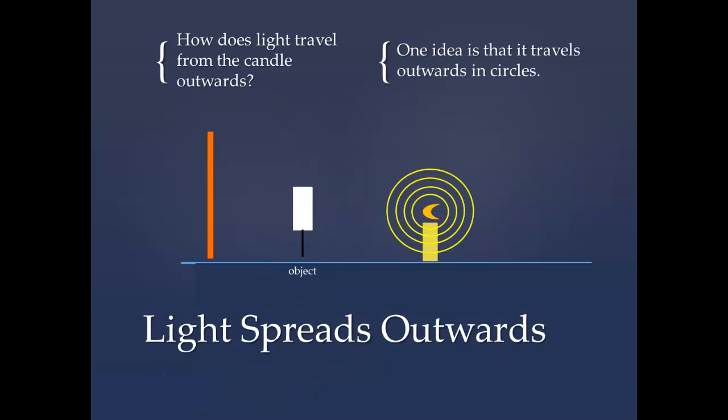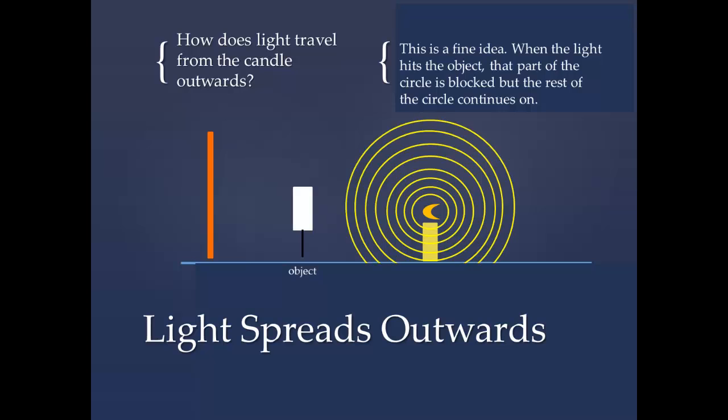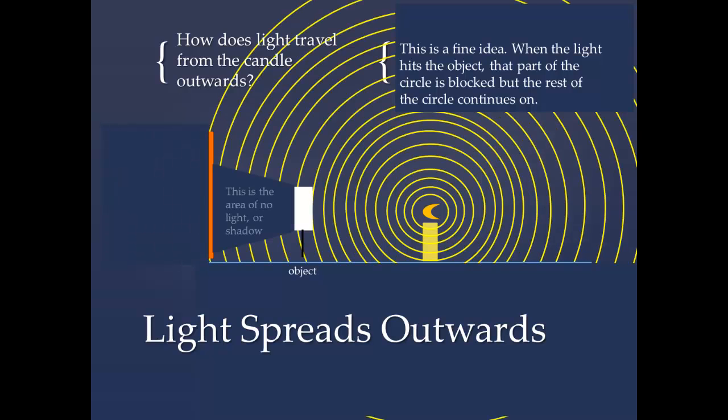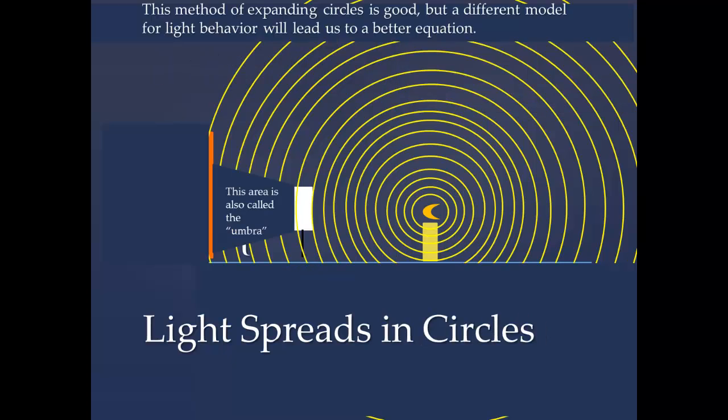Light spreads outwards from the candle. One idea is that it spreads outwards in circles. This is a fine idea. When it hits the object, the part of the circle is blocked, but the rest of the circle continues on. So here we see the area of no light, or shadow. This method of expanding circles is a good method, but a different model for light behavior will lead us to a better equation.